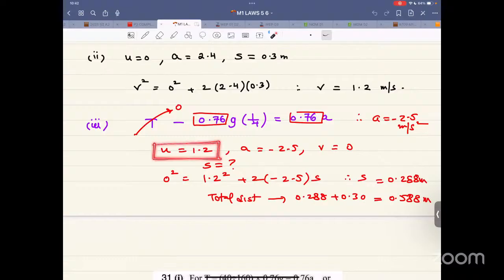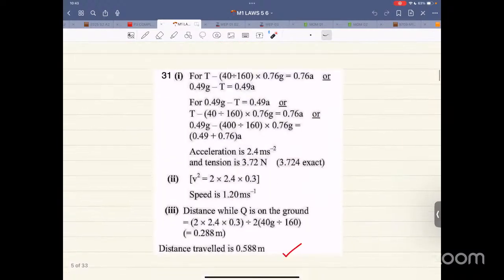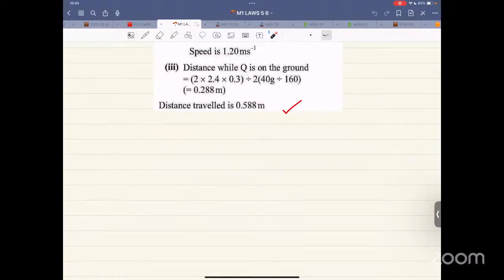The final velocity of the previous part, which was the velocity of the system, now becomes the initial velocity. Acceleration is negative 2.5. Naturally, it would slow down to rest. Final velocity is 0. We find this distance as 0.288. So 30 centimeter, which is 0.3 meter, it goes down, and 0.3 meters it goes up as a system. And then 0.288, it goes up as a free particle, freely moving under gravity. Okay.